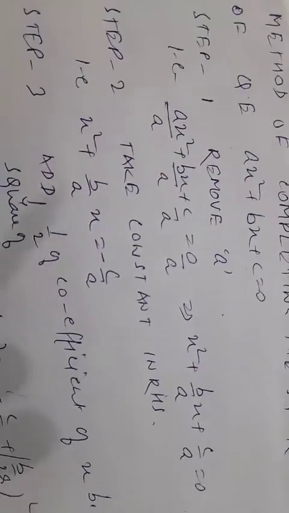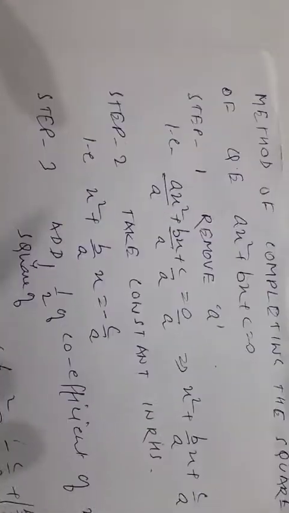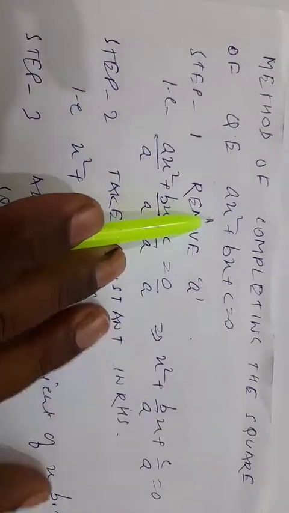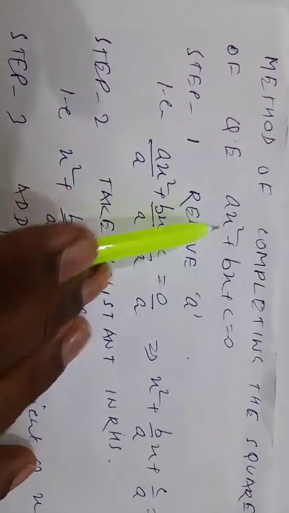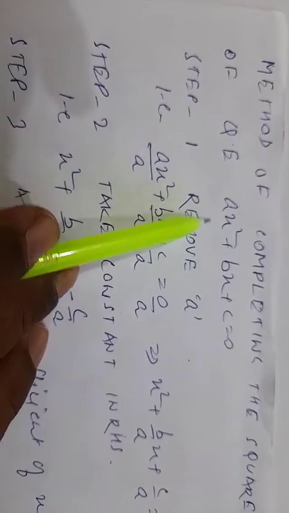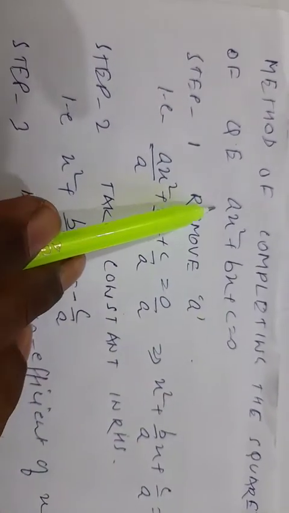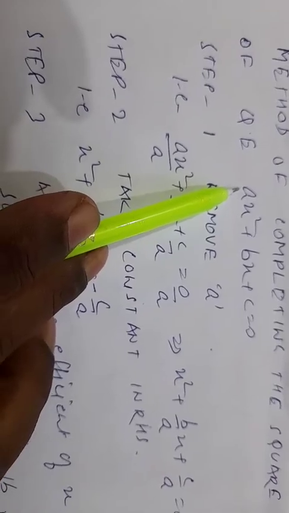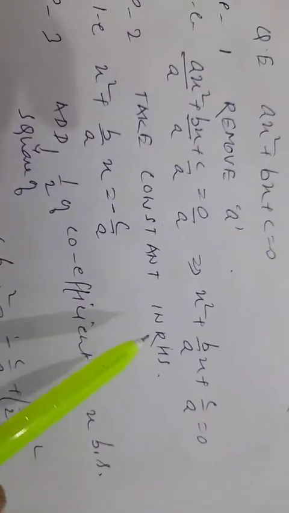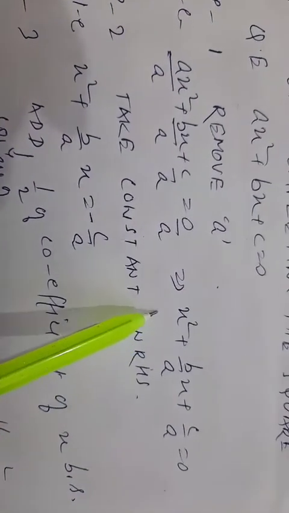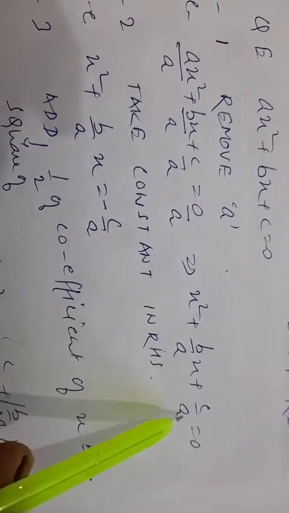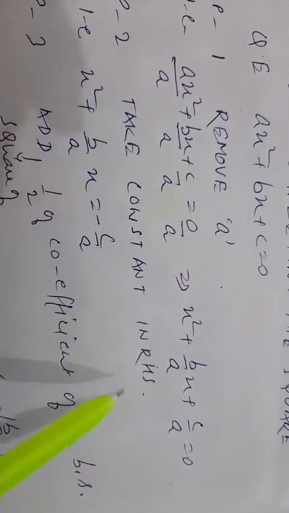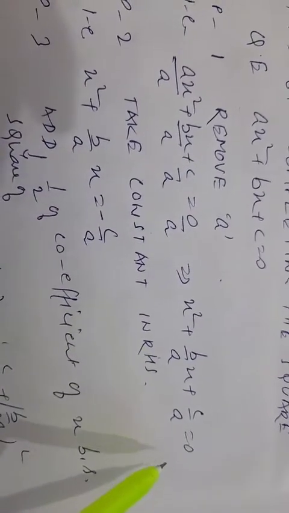That you have to take care. Whatever the value of a is given, which is the coefficient of x square, you have to divide each term by that constant value, that is a. And then we get the coefficient of x square as unity. And then this form of the equation will be converted into this form.